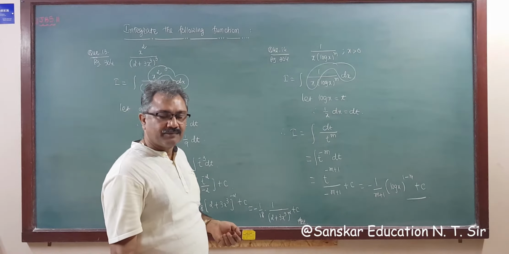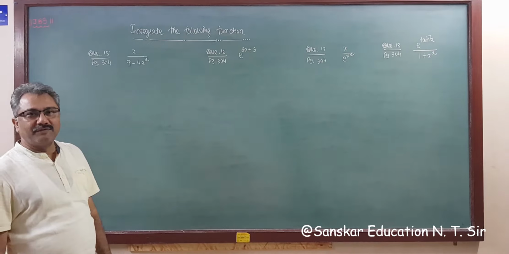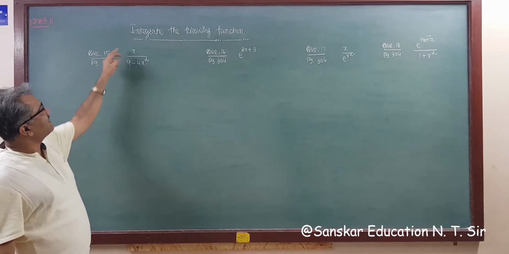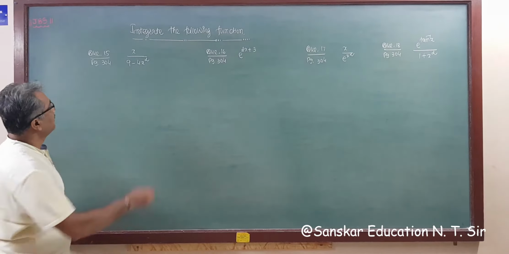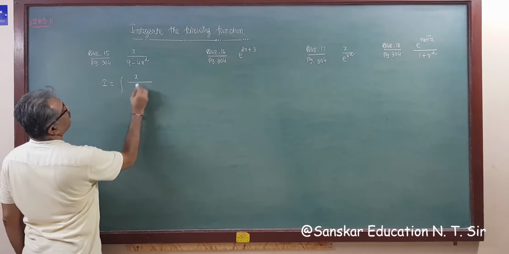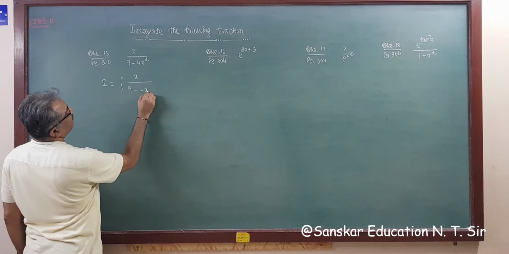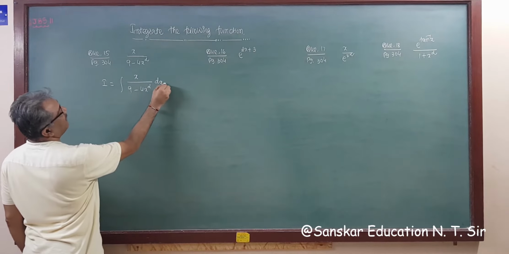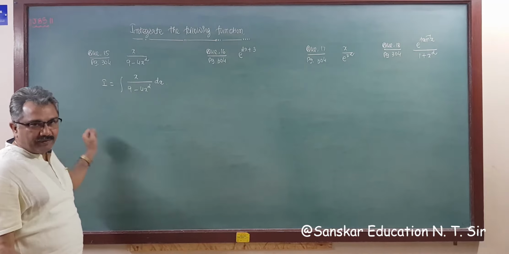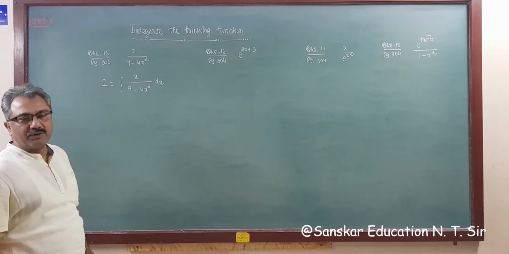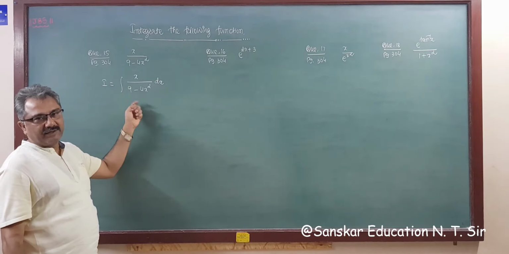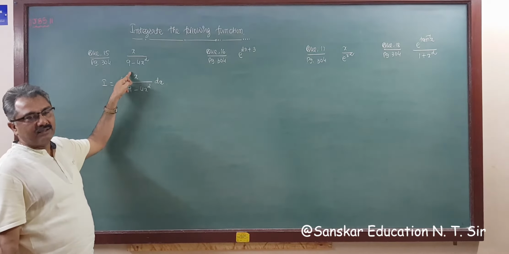Got it? Integrate the following function. First question, question number 15, page 304. Given x upon 9 minus 4x squared. So this can be written as I is equal to integration x upon (9 minus 4x squared) dx. Not a single formula is applicable here. So what will we do? Check the derivative of the denominator. Is its derivative in the numerator?